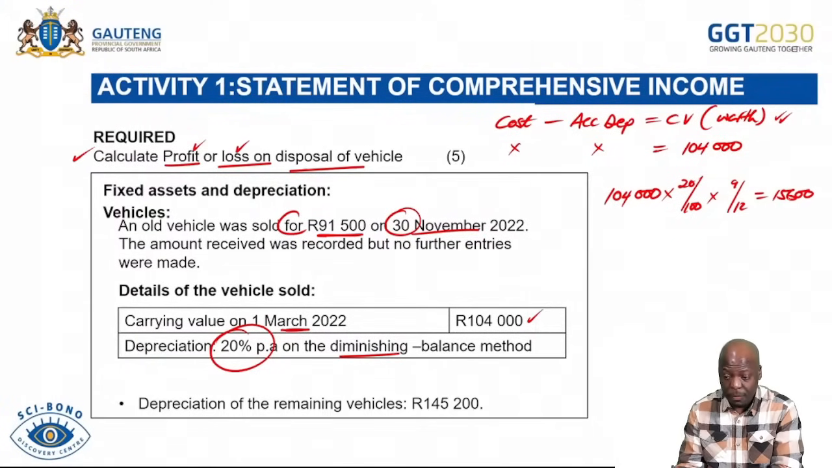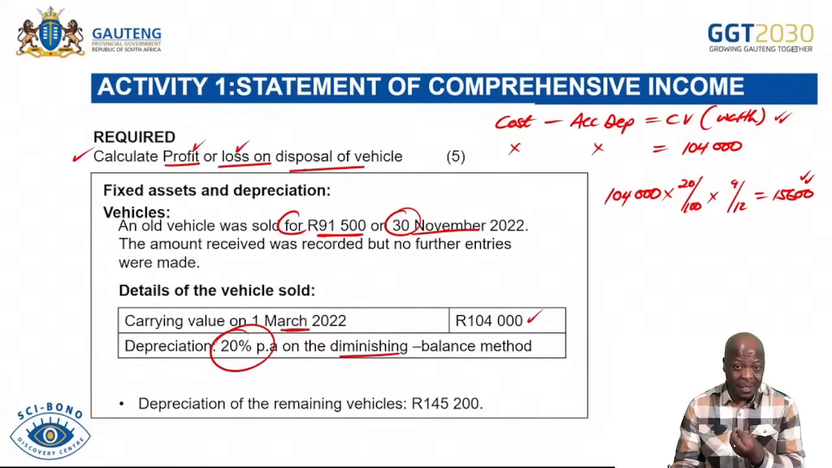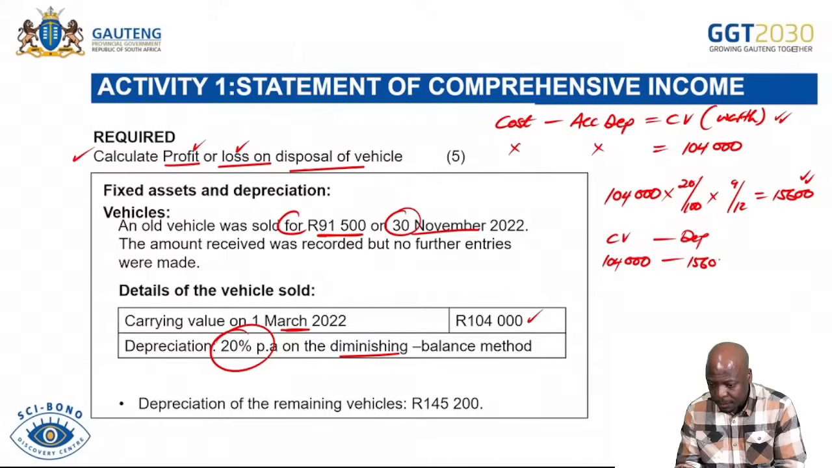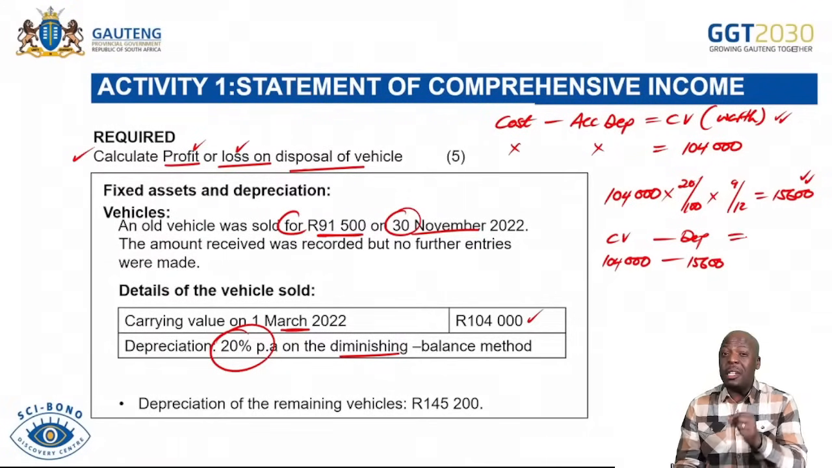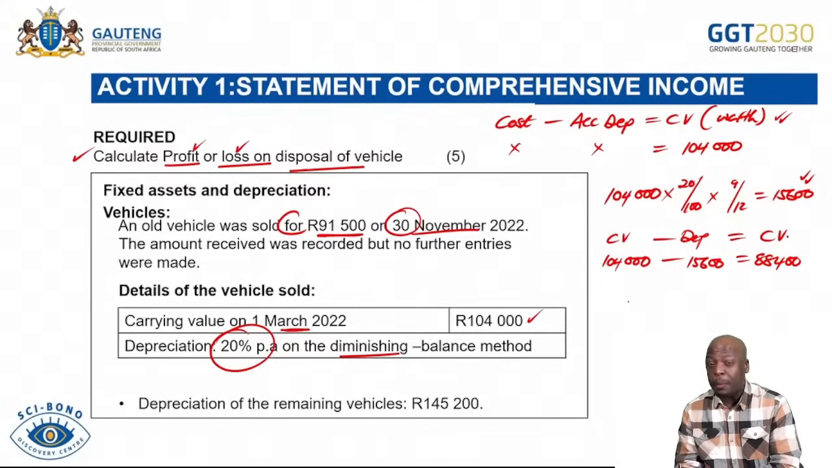15,600. Are we good? So it means in this year, this asset has lost 15,600 to depreciation. Its carrying value was 104, then we subtract depreciation, 15.6. Its carrying value on the date of disposal, therefore, becomes, calculators please, how much? 88,400. That is the carrying value on the date of disposal.